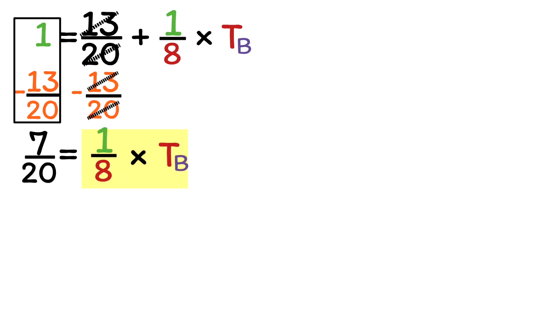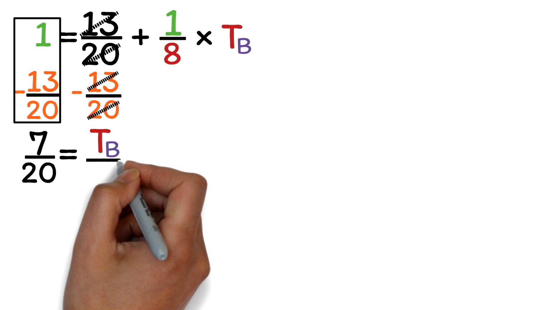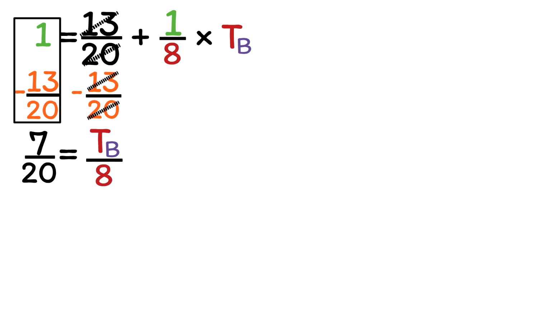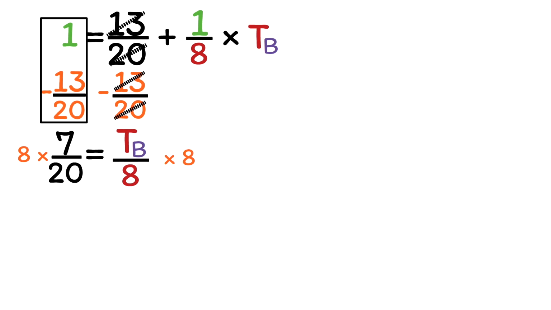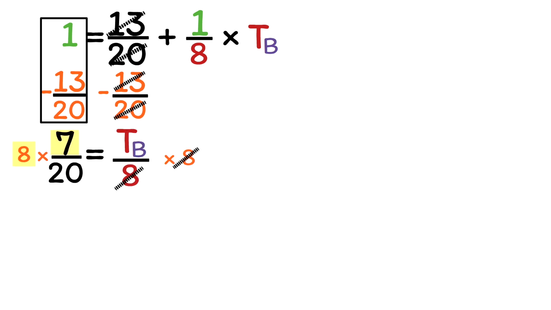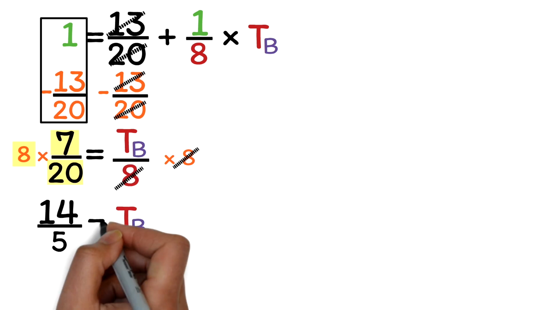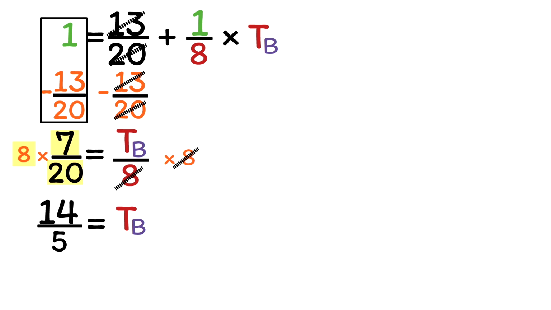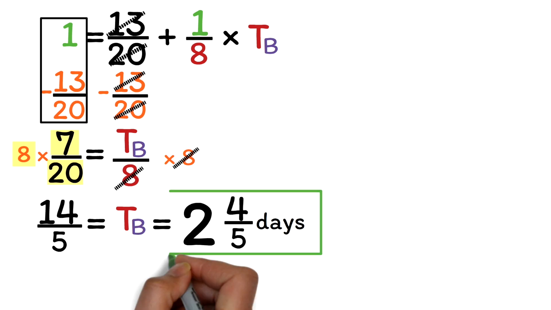1 over 8 times TB is the same as TB divided by 8. So we'll multiply both sides of the equation by 8. The 8's on the right side cancel out. Next, 8 times 7 is 56. And 56 over 20 can be simplified to 14 over 5. Therefore, TB equals 14 over 5 days, and we can write it in the mixed fraction form as 2 4/5 days. So, it will take Jamie 2 4/5 days to paint the rest of the house alone.